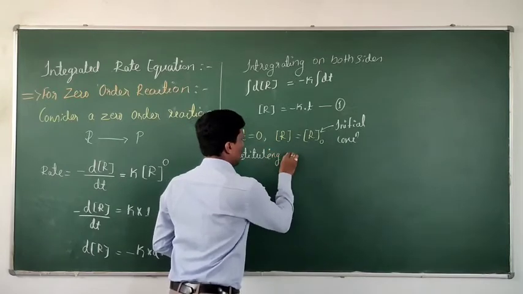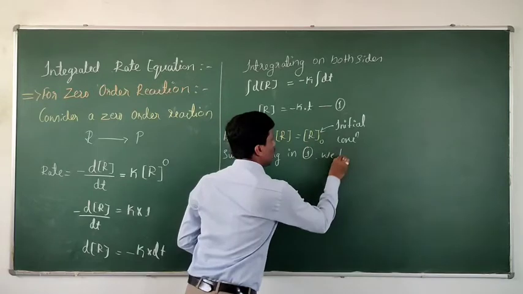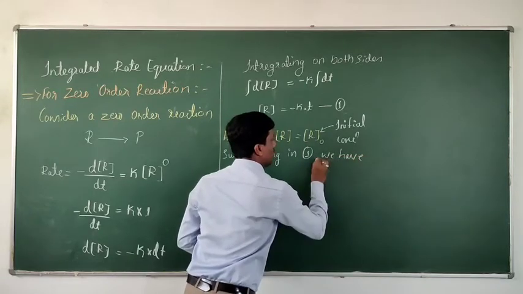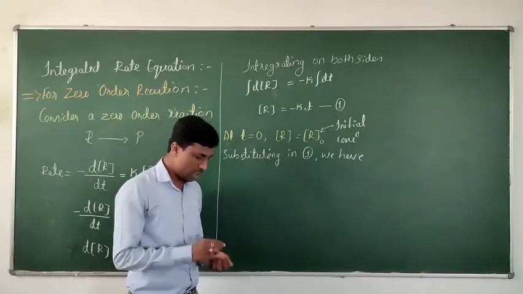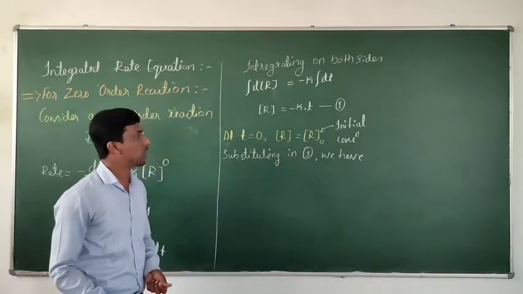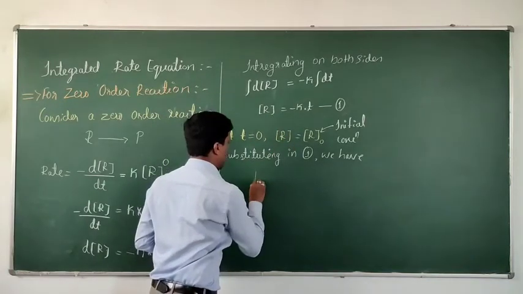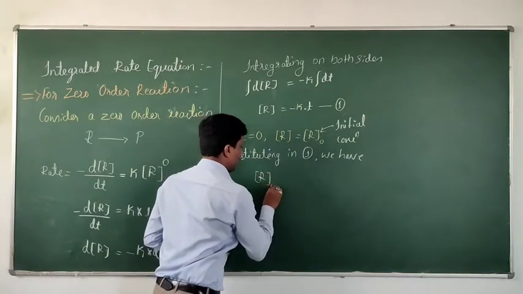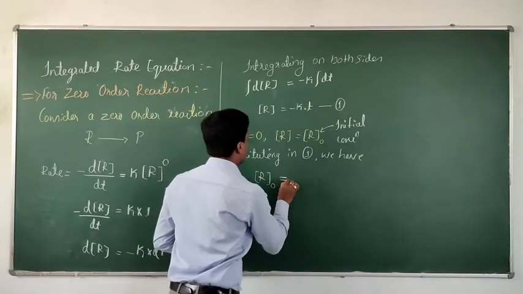Substituting in equation number 1, we substitute the t value and r value in equation number 1. What do you get? In the place of r, I can write r0.